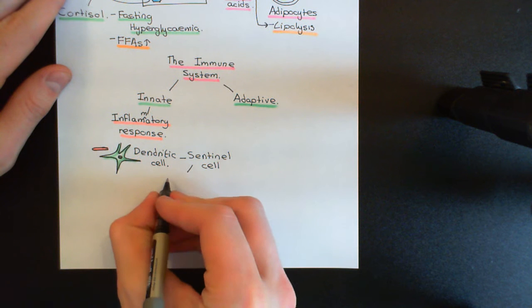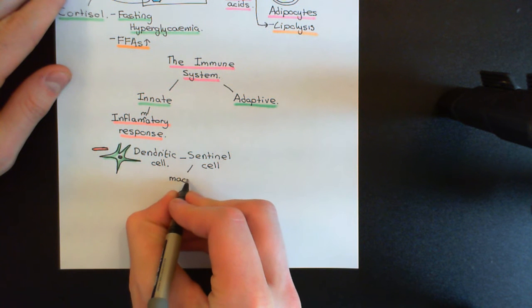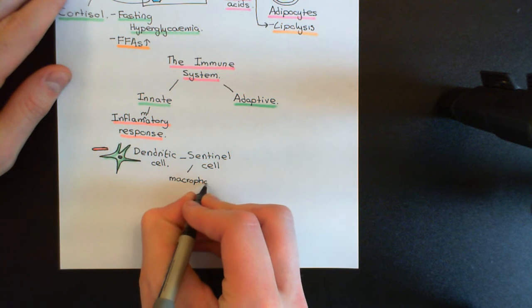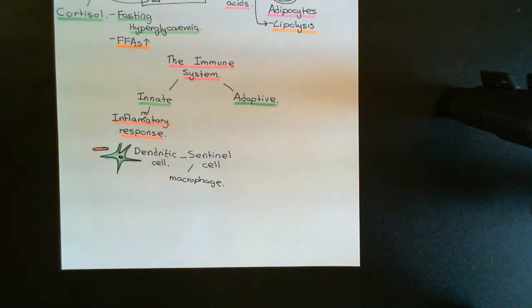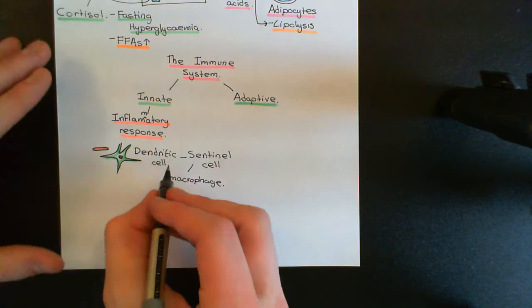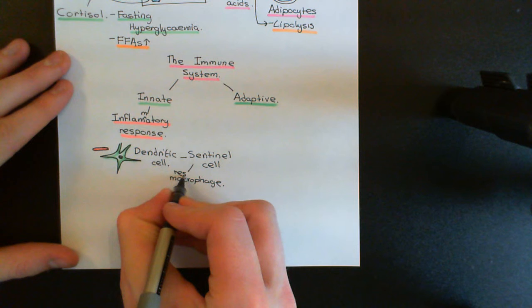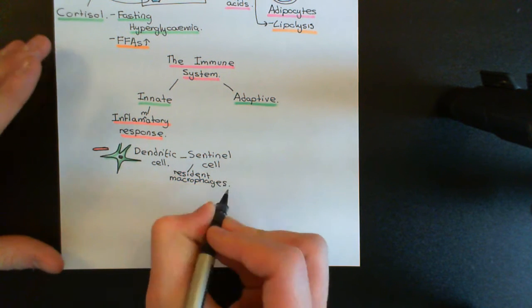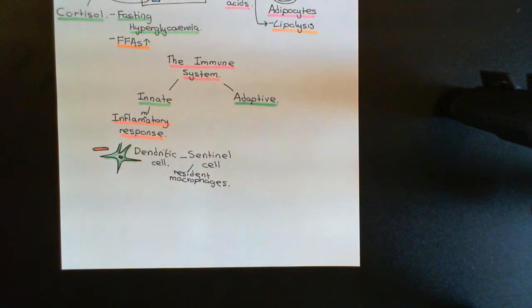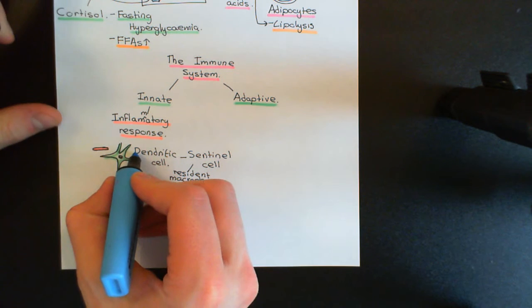Another example of a sentinel cell are resident macrophages. So in all the tissues of the body you have some macrophages that are just continuously present, and these are known as, I'll just add that additional word in, resident macrophages. And these too, their job is just to sit there and look for evidence of pathogens, and if they find evidence of pathogens, they're going to initiate the inflammatory response.